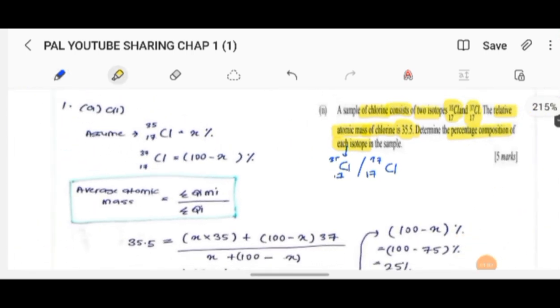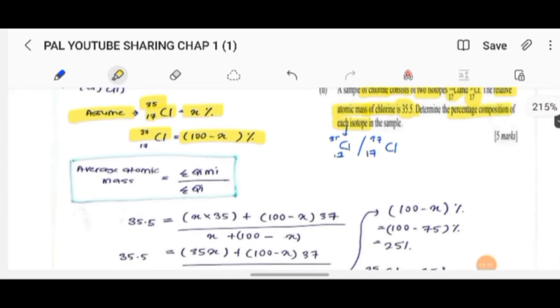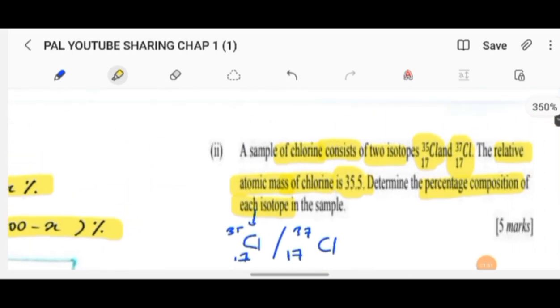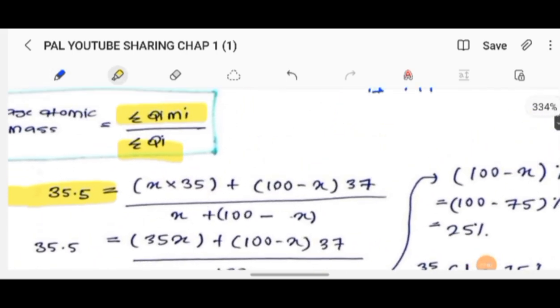Now we can just assume 35Cl is X%. You can also assume 37Cl is X%, because you will get the same answer. So 37Cl is 100 minus X%. We will use the average atomic mass formula, which is the sum of abundance times mass, divided by the sum of abundance. So 35.5 is the relative atomic mass of chlorine.